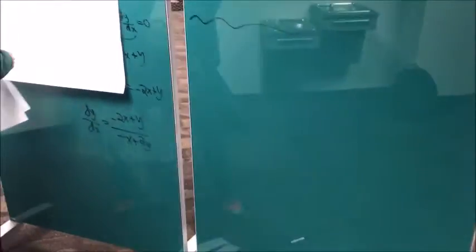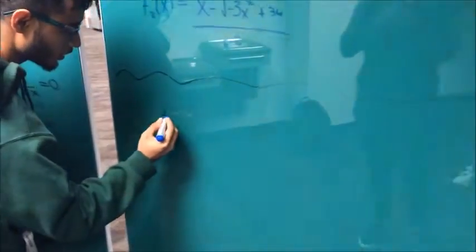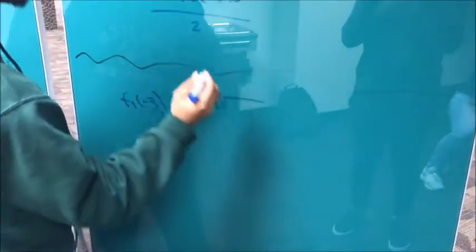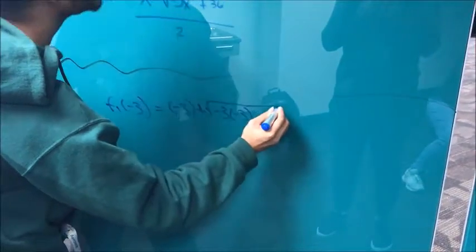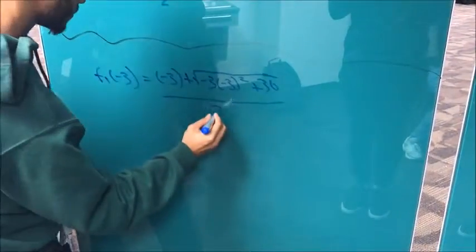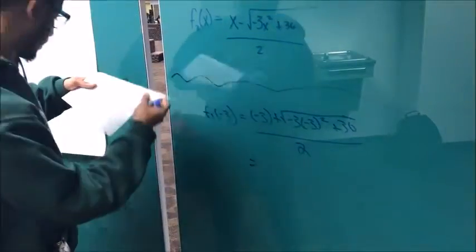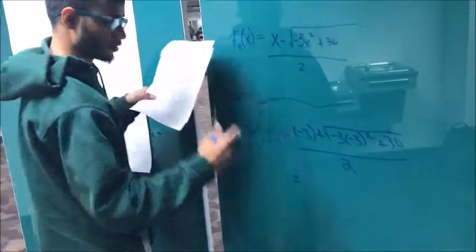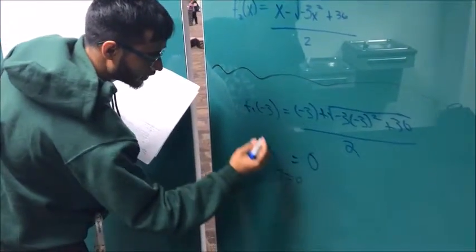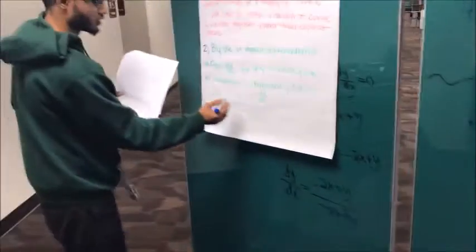So it says f1 of negative 3 is equal to negative 3 plus the square root of negative 3 squared plus 36, all over 2. We did this already on the calculator. If you want to solve this, it's easy, and I have the answer already. So the answer is 0. So we just say f1 is 0, or y is 0. So x in this case is negative 3. So we fill this one up. This one is going to be 0.